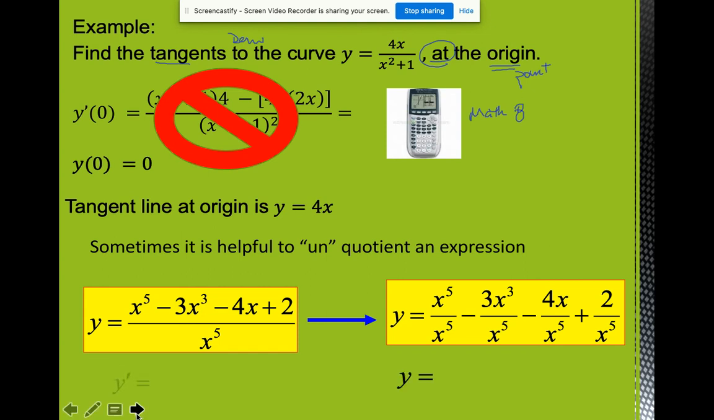Right? I can find y. I can do algebra first, not calculus, right? This is just y, and I get 1 minus 3x to the negative 2 minus 4x to the negative, what is that, negative 4 plus 2x to the negative 5. Take the derivative of that. I don't need the quotient rule. I just need my power rule. Derivative of a constant is 0. Careful with your subtraction. Done, right? So don't forget about algebra.